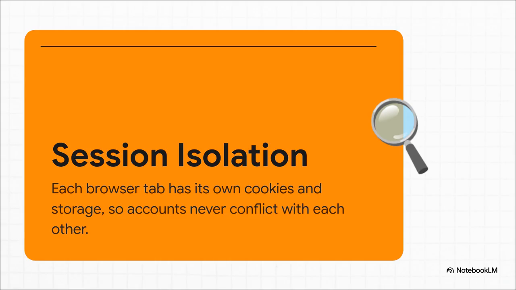Okay, so just imagine every single browser tab you open is its own little sealed container. The cookies, the login info, all the storage, it's totally separate from the tab next to it. This means you can have 5 different client Instagram accounts open side by side, and they won't clash. This is the secret sauce that makes this whole framework possible.